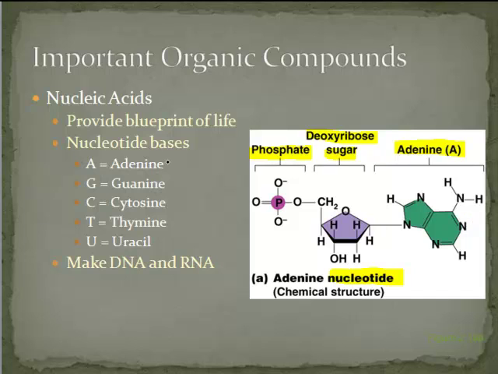So adenine, guanine, cytosine, and thymine are the nucleotides in DNA. And the only difference between these nucleotides is in this nitrogen base. So this is being shown here as adenine. This is what adenine looks like. Guanine is going to be a little bit different, as are cytosine and thymine.